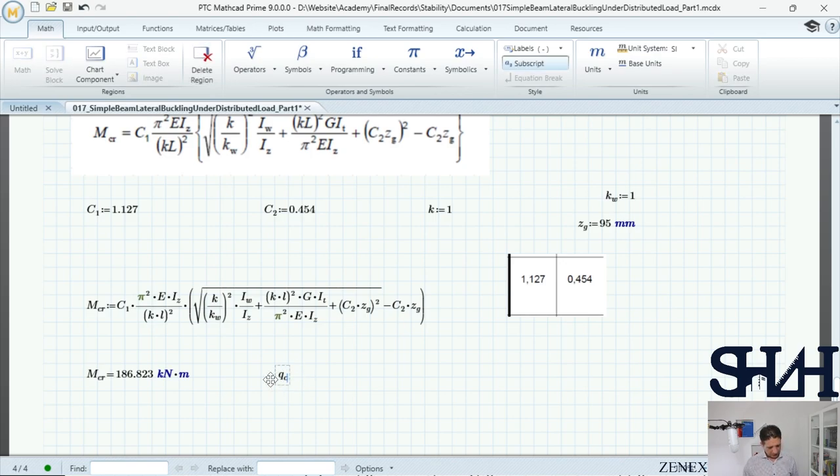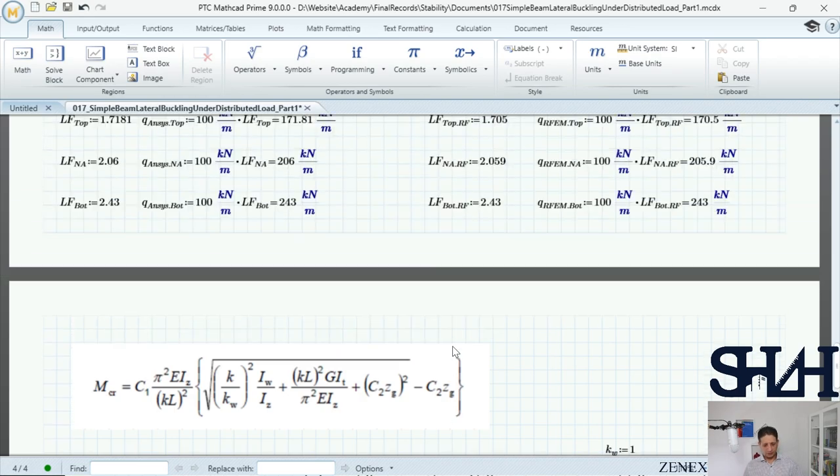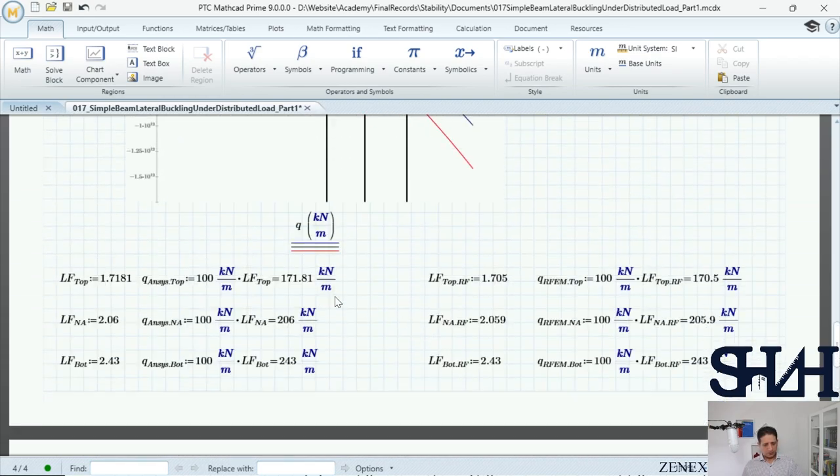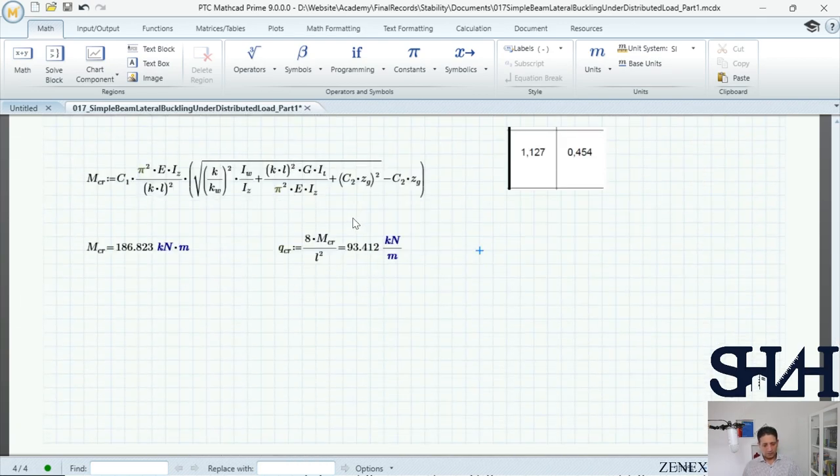In other words, we can say that Q critical will be, as far as the moment is QL squared divided by 8, 8 times M critical divided by L squared. So here we can see that the critical load for this beam, for making this critical moment, is quite smaller than what we got from the calculation. If you remember, Q critical for the ANSYS calculation was 171 when the load was on the top, in the destabilizing position. So it was 171, and here you can see that it is only 93.